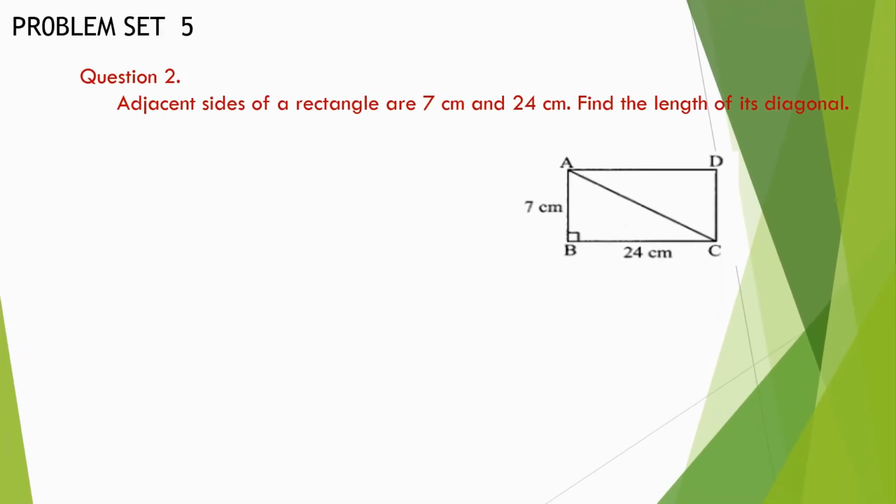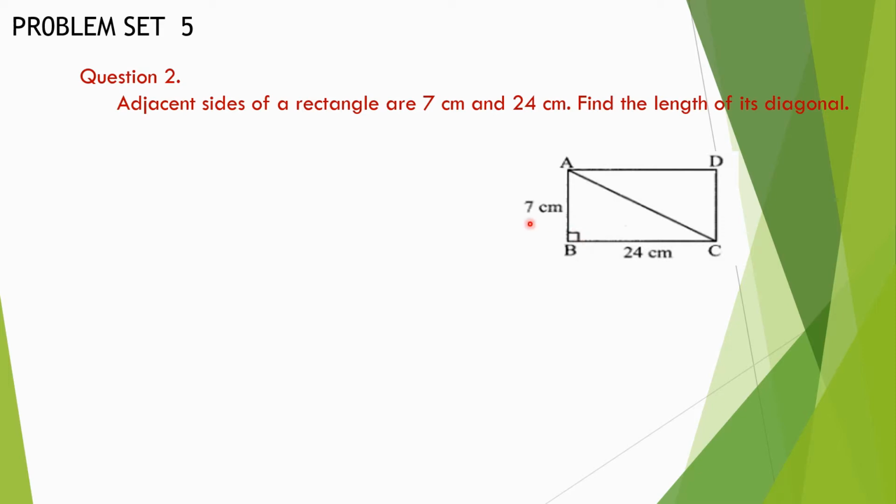Question number 2. Adjacent sides of a rectangle are 7 cm and 24 cm. Find the length of its diagonal. Here rectangle ABCD, adjacent sides AB and BC are 7 cm and 24 cm. In this question we have to find the length of its diagonal, that is, in this figure AC you have to find. You already know that opposite sides of a rectangle are congruent and all angles of a rectangle are 90 degree. Therefore, here angle B is equal to 90 degree.